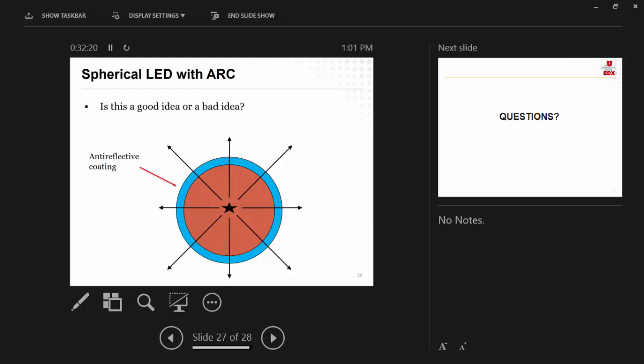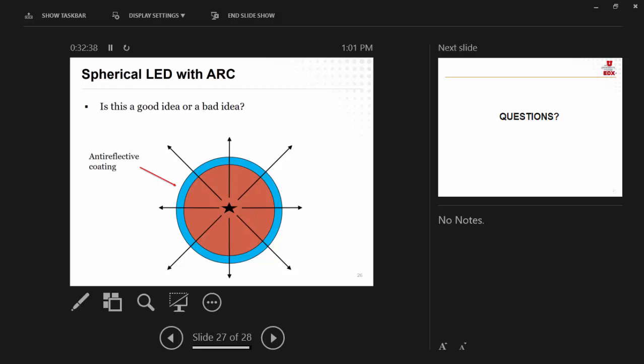So everybody inevitably gets this idea when they do light extraction in LEDs: what if I had a perfectly spherical LED and I put an anti-reflective coating around it? So now every ray leaving that point is falling inside the escape cone. I have perfect light extraction efficiency.